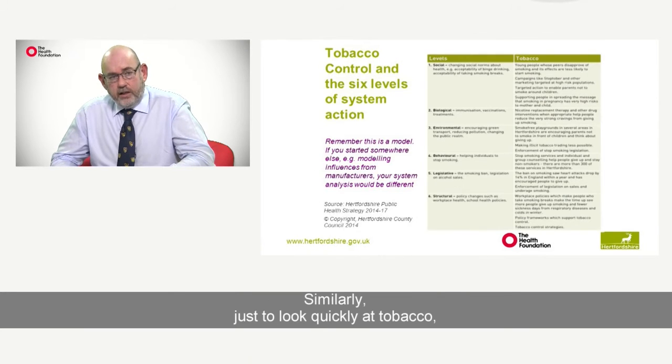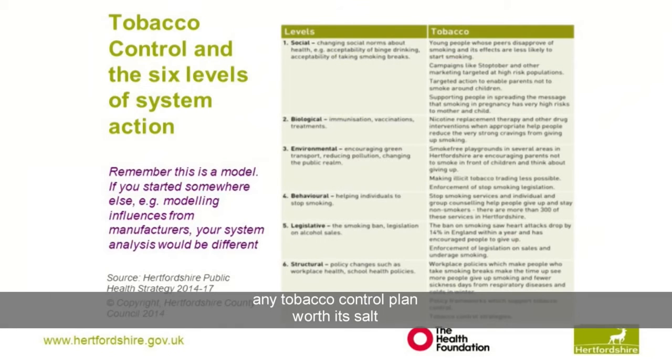Similarly, just to look quickly at tobacco, any tobacco control plan worth its salt works on at least 6 levels, from the biological level of nicotine replacement therapy up to the policy level of smoke-free environments and training. That naturally lends itself to a complexity model. I won't spend more time on this, but you can have a copy of these slides if you like.